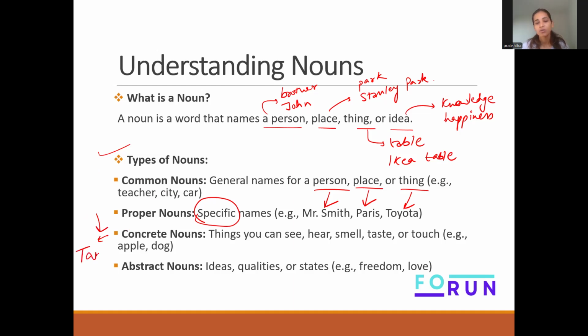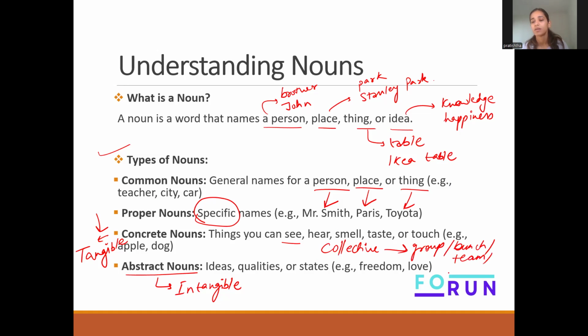Then we have concrete nouns. Concrete nouns, if you remember, are also tangible nouns. Abstract nouns, on the other hand, are intangible. So concrete nouns are things that you can hear, see, smell, taste, or touch, right? Something that you can touch physically and is present in the physical world. Abstract nouns, on the other hand, are ideas, qualities, or states of emotion. You cannot touch any of these things. Then there are also collective nouns, if you remember. Collective, from the word itself, is a collection, a group: bunch, team, herd, etc. A group of something.